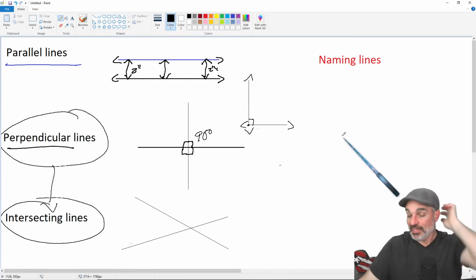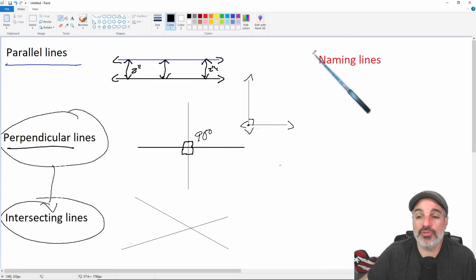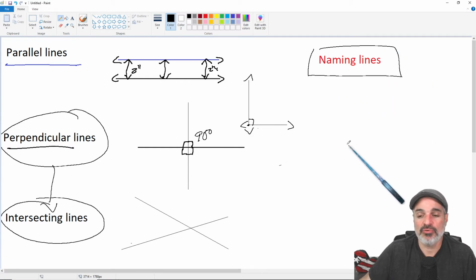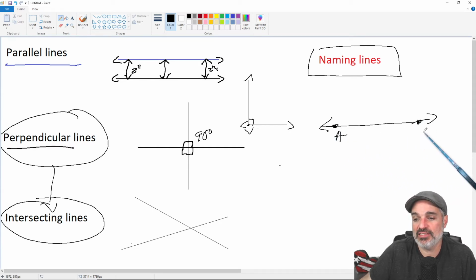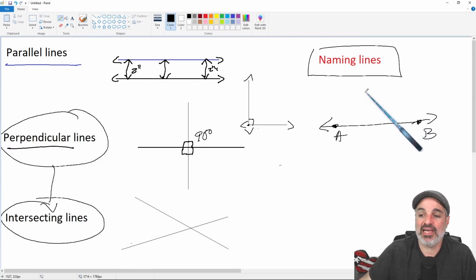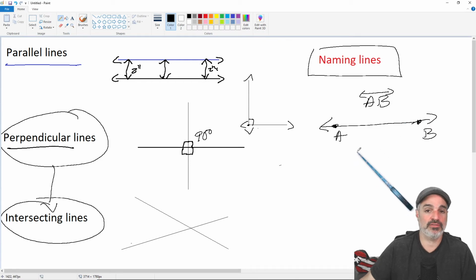Okay, the last concept that I wanted to review with you was naming a line. Remember that you can name a line by 2 points on the line. So if you have a line like this, and this is point A and this is point B, you can say that that line is line AB. And we can draw it like that.